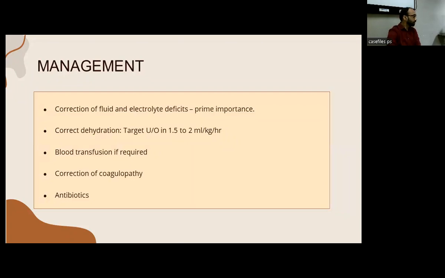Coming to the management, the general management of correction of fluid and electrolytes is of prime importance because children are usually unstable and require primary resuscitation before taking them for surgery. A target urine output of 1.5 to 2 ml per kg per hour is recommended, and blood transfusion prior to surgery has also been recommended. Correction of associated coagulopathy and initiation of antibiotics is to be done before taking up the child for surgery.